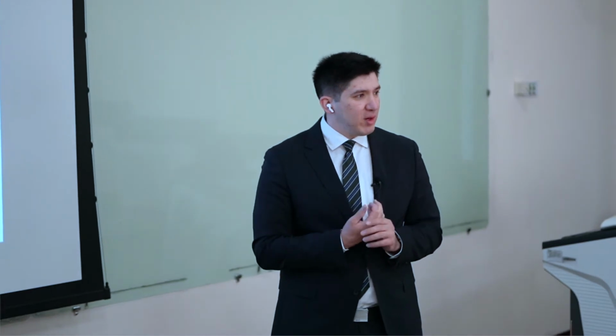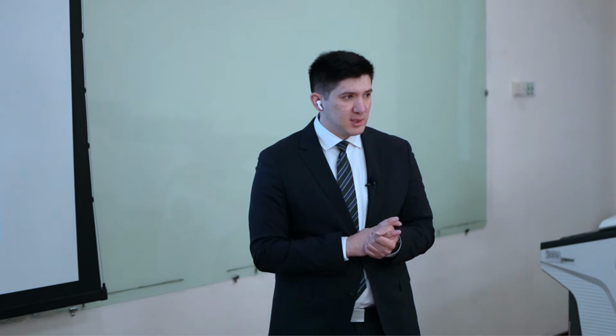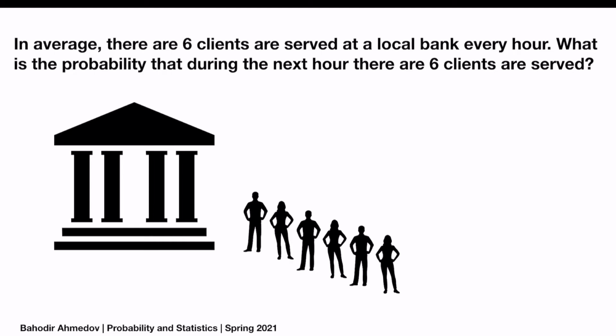Is it a discrete random variable or a continuous random variable? The number of the clients. Discrete, right? Okay, so which distribution do we need to use in order to evaluate this probability? Poisson, right? Do you remember, the Poisson distribution gives you the probabilities of the number of occurrences of the event in some period of time.